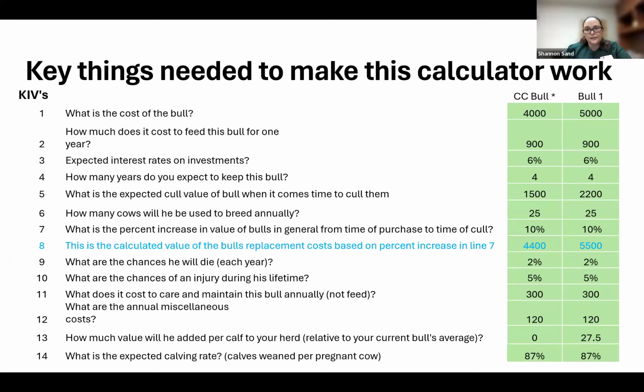I don't know why anybody would do that, Shannon. But they might, I mean, right? Sometimes people may get deals on $10,000 bulls that they paid $5,000 for. Who knows? So it happens. Yeah. So it's rare.